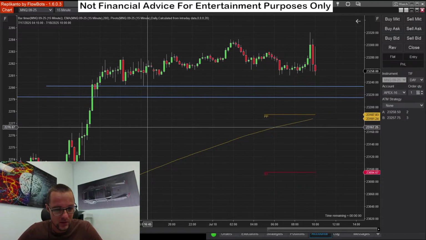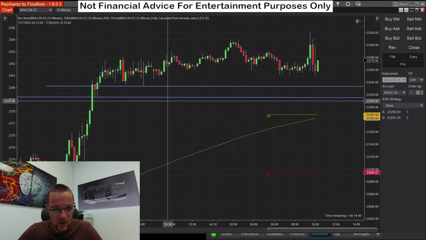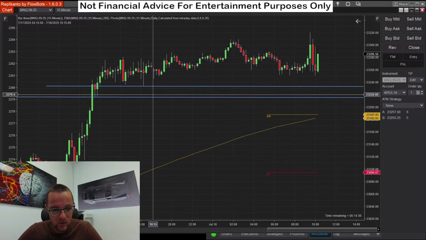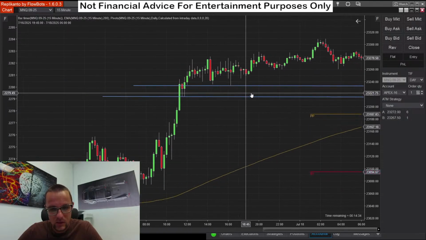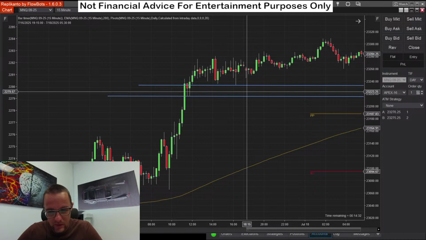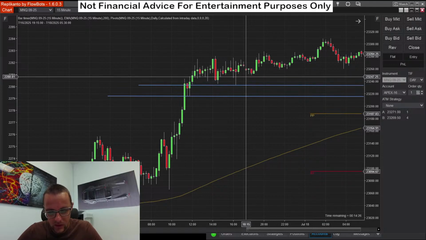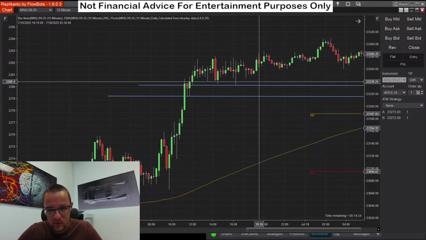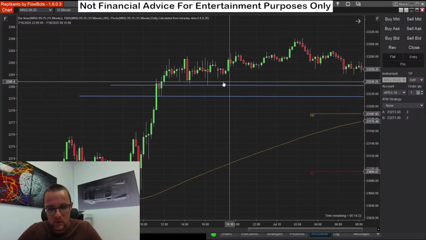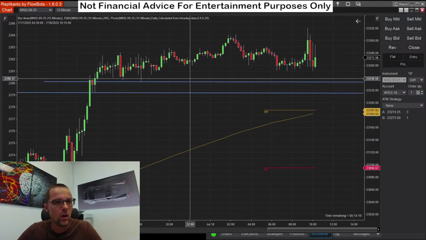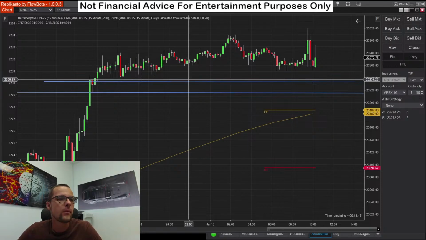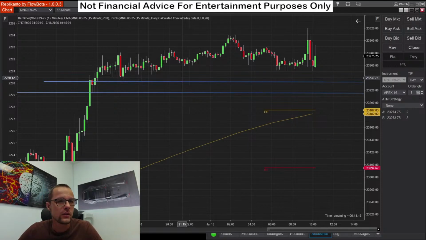6, where's 6? 6 o'clock was like right there. Okay, so that's kind of where the market opened right there. It's been literally going sideways all night long. Freaking sideways action.